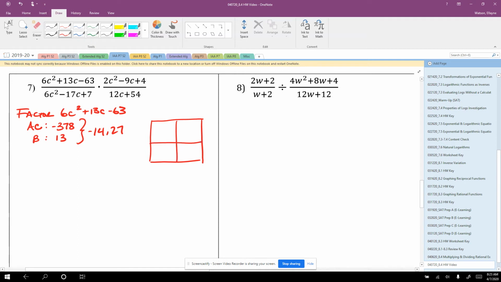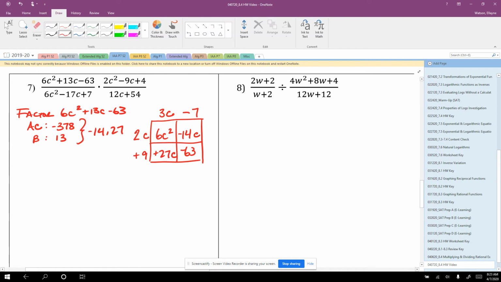So in the box method, the first and the last term stay the same. The middle term is split into the two numbers that I found. So negative 14c and positive 27c. Okay, now I'm going to take the GCF of each row and each column. So the GCF of 6c squared and negative 14c is going to be 2c. Underneath it, GCF is positive 9. The columns GCF is going to be 3c, and the second column, remember, if the first term is negative, you make it a negative, and it's going to be negative 7.